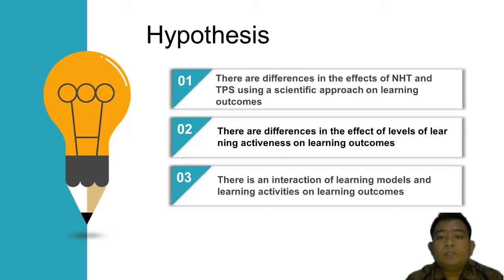This study proposed 3 hypotheses. First, there are differences in the effect of number head together and think pair share using a scientific approach on learning outcome. Second, there are differences in the effect of level of learning activeness on learning outcome. Third, there is an interaction of learning model and learning activeness on learning outcome.